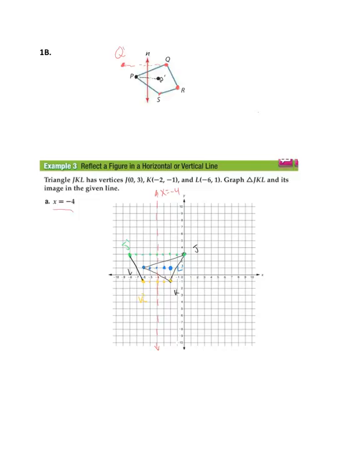So using black again to connect these, we have reflected our triangle across the line x equals -4 using J prime, K prime, and L prime. Okay.